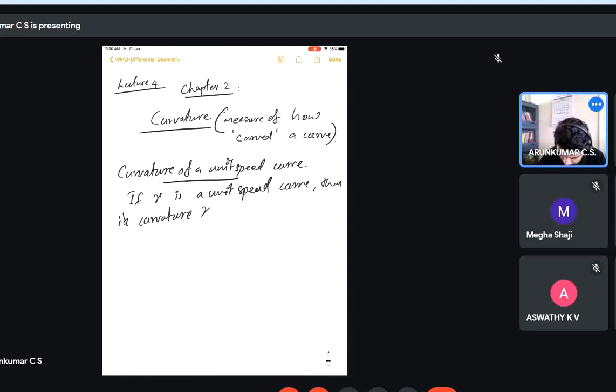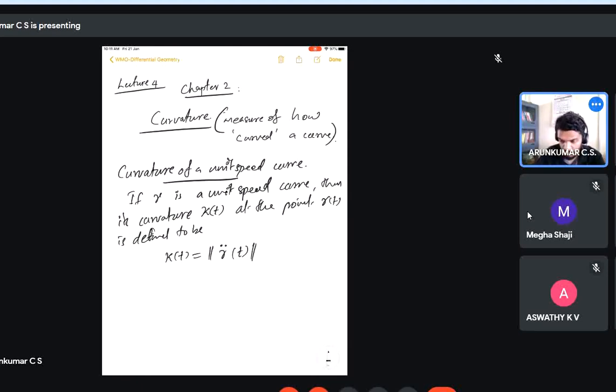which is denoted by kappa of t. Okay, this notation looks like k, but we'll pronounce it as kappa of t, is defined to be: kappa of t at the point gamma t is equal to the norm of the second derivative of gamma at the point t.